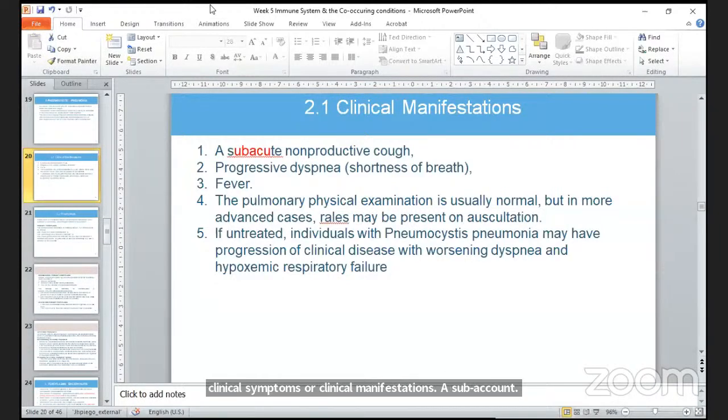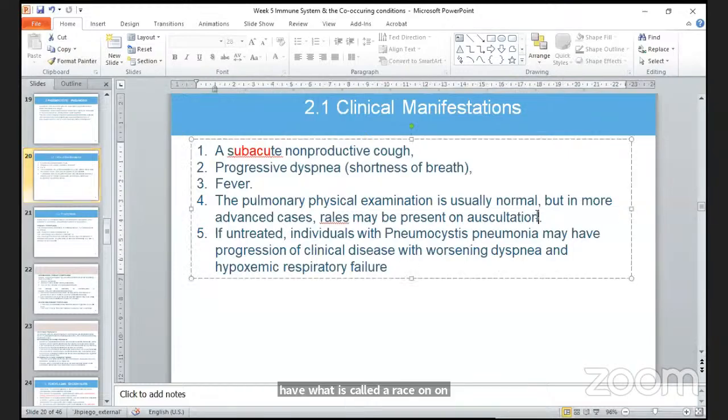Subacute, which means not acute, not a very sharp cough as in the case of TB. That's the difference. Progressive dyspnea. So progressive dyspnea, what does this mean? Shortness of breath. Then we have fever. Then we have what's called rales on auscultation.